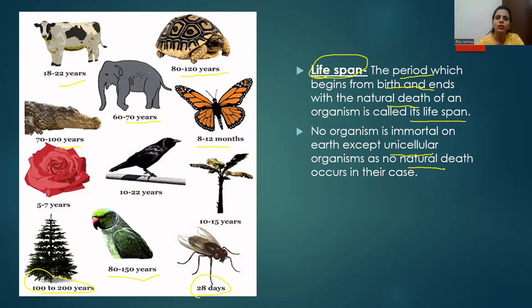You must have studied about this even in the lower grades, that in asexual reproduction, unicellular organisms like amoeba, paramecium and bacteria, the parent body itself divides and gives rise to new offspring, or new daughter cells. So we can say that the parent body has actually given rise to new daughter cells. So there is no natural death of the organism.